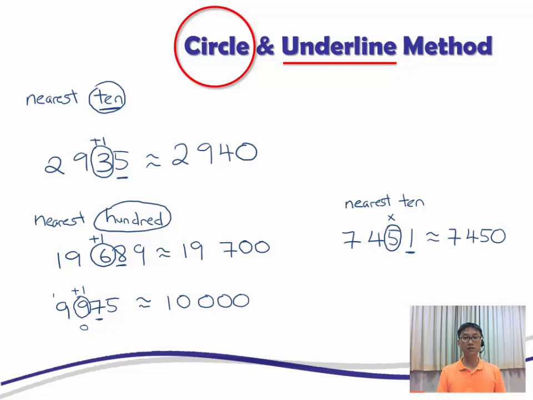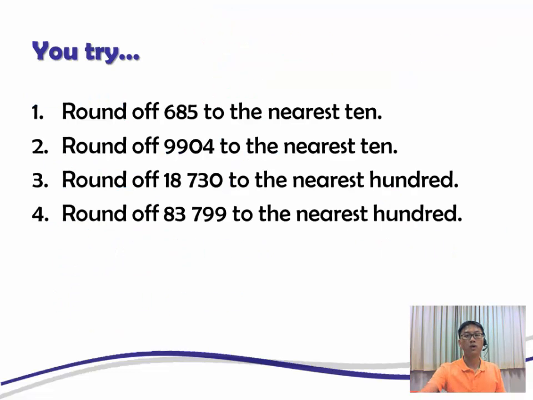So this is what we call the circle and underline method. Why don't you give this a try? Round off these numbers to either the nearest 10 or the nearest 100, depending on what the question is asking. Use the circle and underline method to help you.